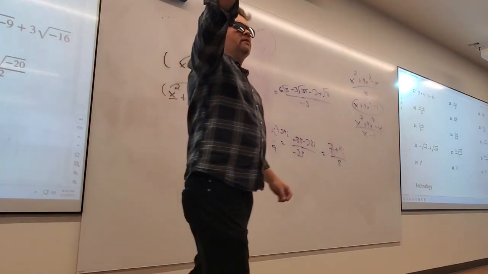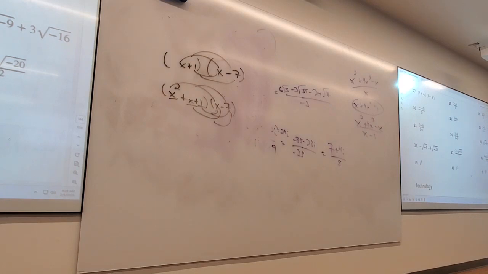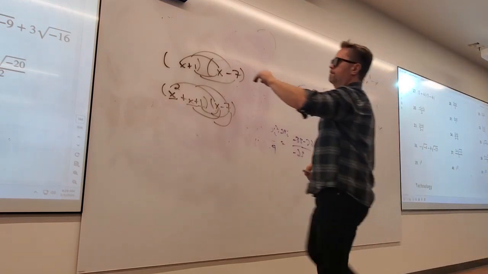What's the square root of 9? 3. What's the square root of negative 9? What's the square root of 1? 1. What's the square root of negative 1? i. There you go. So what's the square root of 9? 3. What's the square root of negative 9? 3i. 3i. Bam. Right, so watch this.